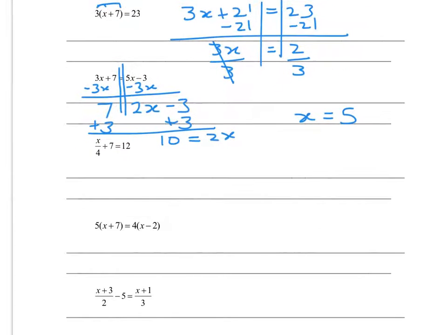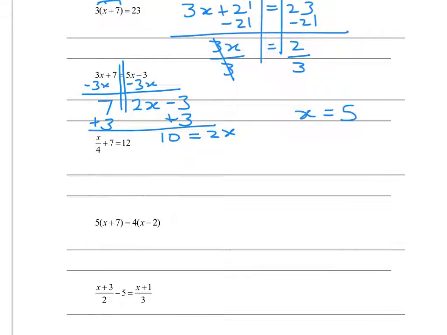And the next problem, I'm going to get rid of my 7 first, because I want the x on that side. So x over 4 is 12 minus 7. x over 4 equals 12 minus 7 is 5. And I want to get rid of the divided by 4. So I'm going to times by 4 on the left and times by 4 on the right. They will cancel, so x equals 20.